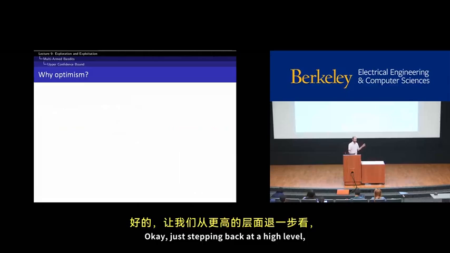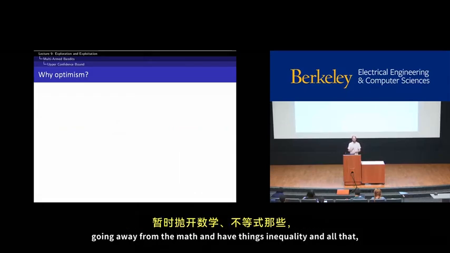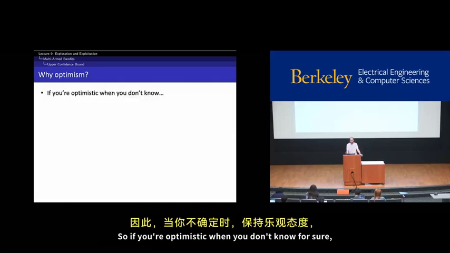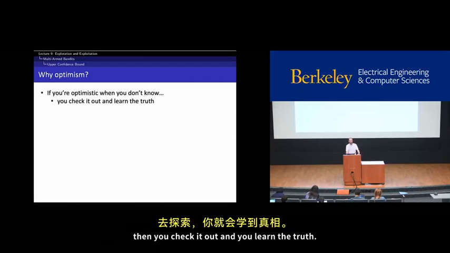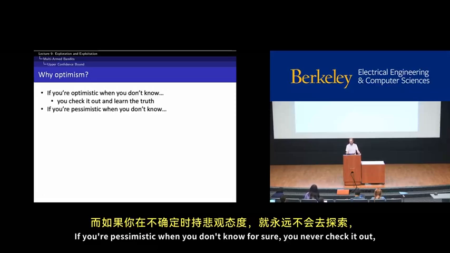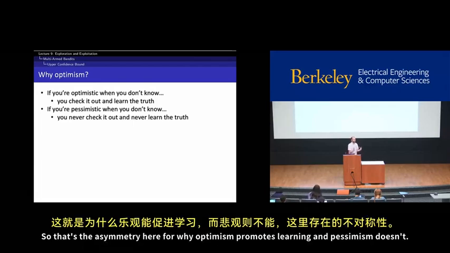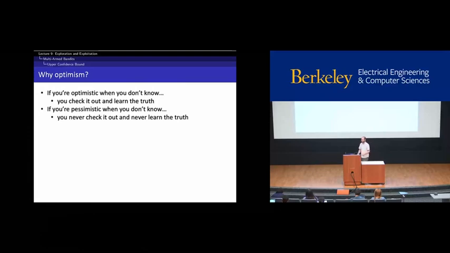Just stepping back at a high level, going away from the math and Hoeffding's inequality and all that, why is optimism a good idea here? If you're optimistic when you don't know for sure, then you check it out and you learn the truth. If you're pessimistic when you don't know for sure, you never check it out and you never learn the truth. So that's the asymmetry here for why optimism promotes learning and pessimism doesn't.